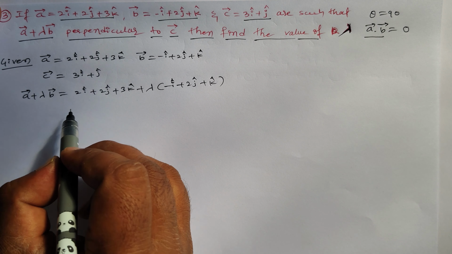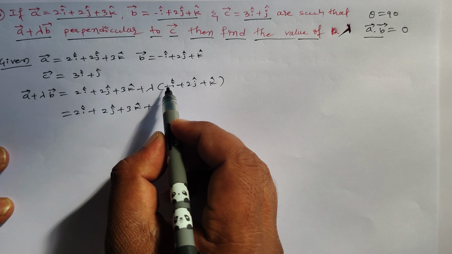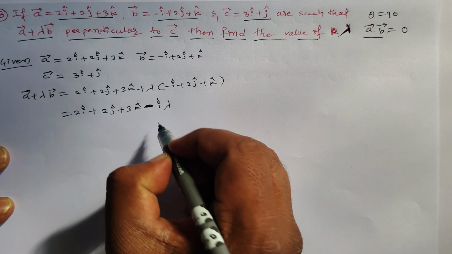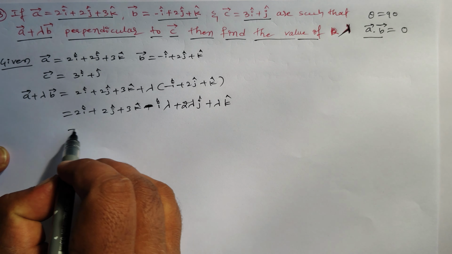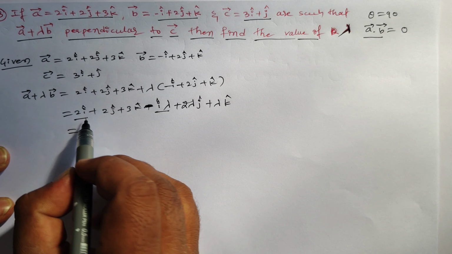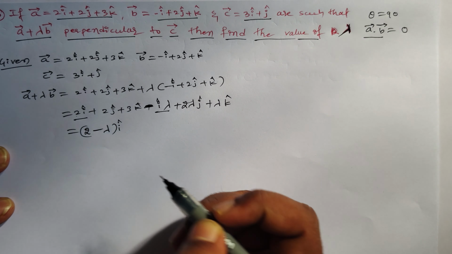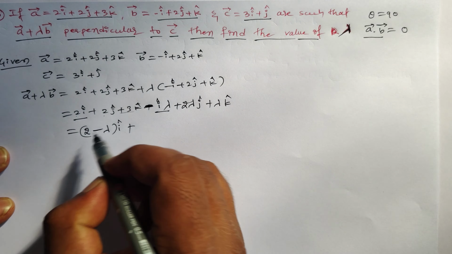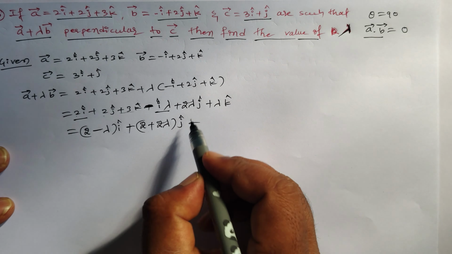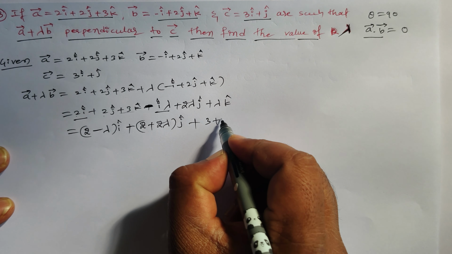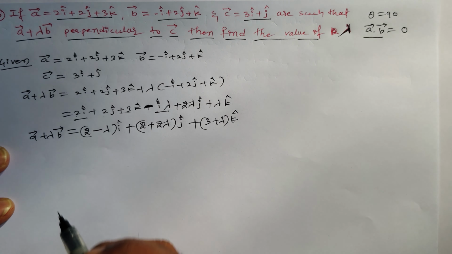That is equal to 2i plus 2j plus 3k cap, and with lambda inside, minus i cap lambda plus 2 lambda j cap plus lambda k cap. We take the i coefficient as common factor: here 2 remains, and minus lambda remains, into i. Next, for j common factor, 2 plus 2 lambda into j. Plus 3, 3 plus lambda into k. So this is a plus lambda b vector.